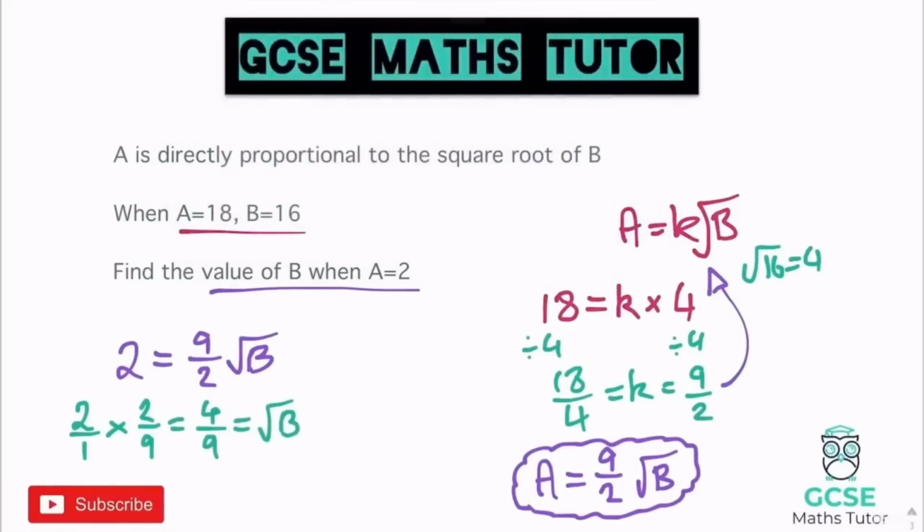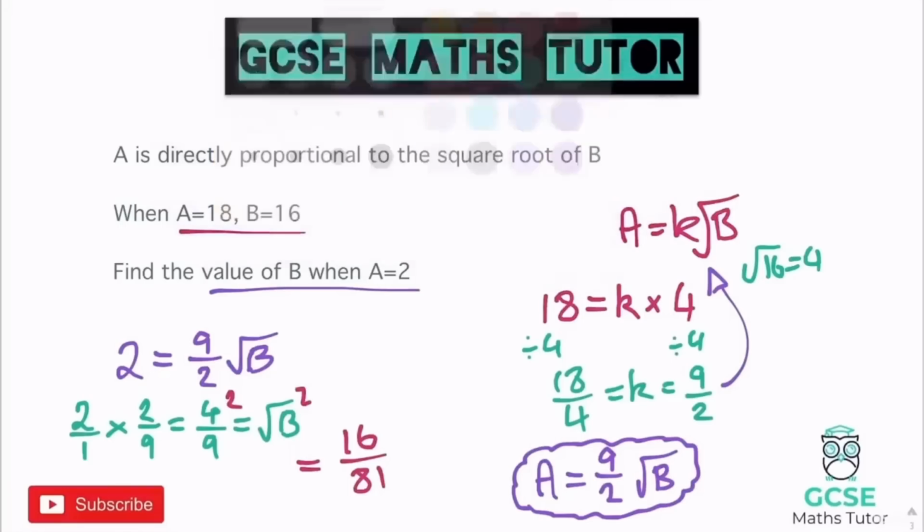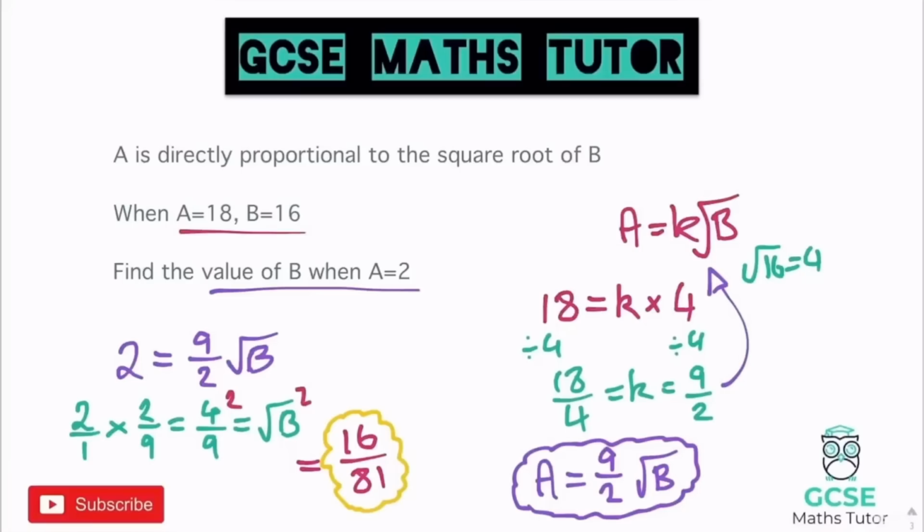In order to find out what B is, we just need to square both sides, and when you square both sides there, 4 squared is 16, 9 squared is 81, there we go, and we get 16 over 81, so our final answer there is a fraction. There we go, just following those normal fraction rules there. That would have been absolutely fine with a calculator, but just a different way to approach this if it is non-calculator.